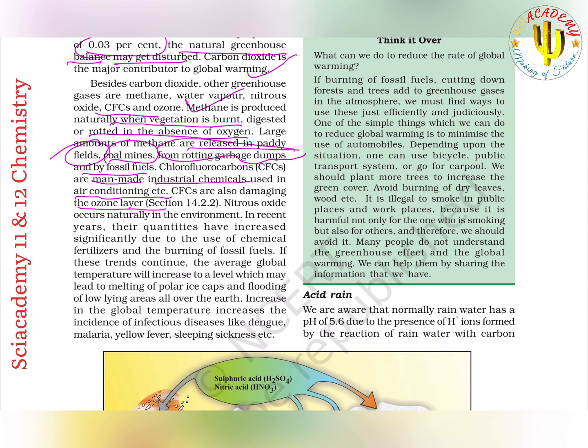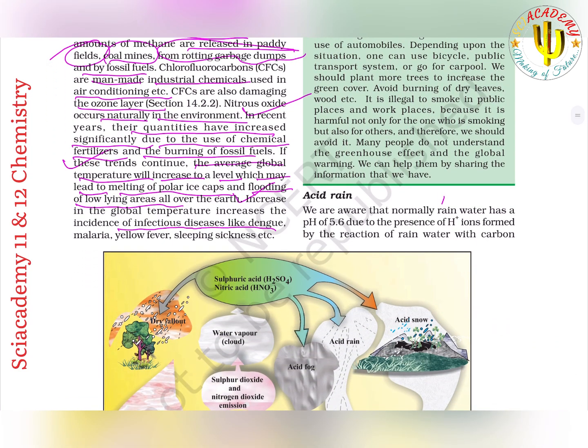Nitrous oxide occurs naturally in the environment. In recent years, its quantities have increased significantly due to the use of chemical fertilizers and the burning of fossil fuels. If these trends continue, the average global temperature will increase to a level which may lead to melting of polar ice caps and flooding of low-lying areas all over the earth. Increase in the global temperature increases the incidence of infectious diseases like dengue, malaria, yellow fever, sleeping sickness, etc.